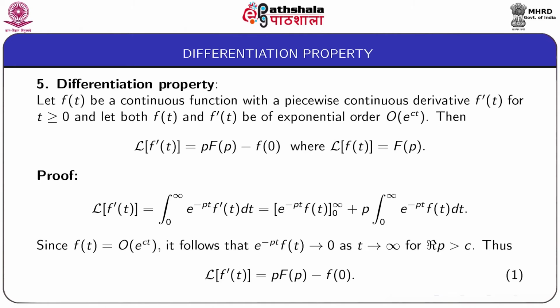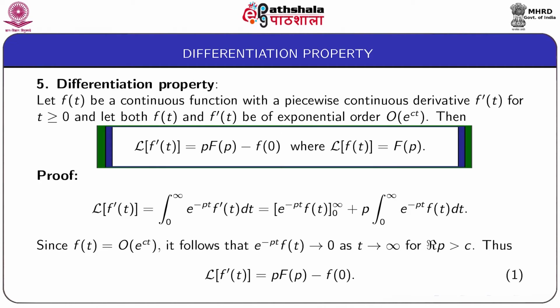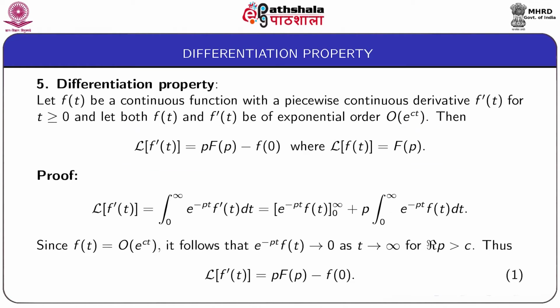Next comes the differentiation property. Let small f(t) be a continuous function with a piecewise continuous derivative f dash t for t greater than or equal to 0, and let both f(t) and f dash t be of exponential order e to the power ct. Then Laplace transform of f dash t is equal to p capital F(p) minus small f at 0, where L of f(t), that is Laplace transform of small f(t), is equal to capital F(p).